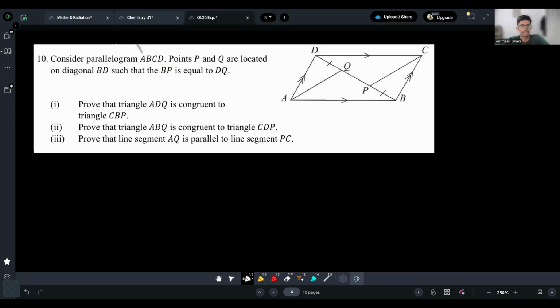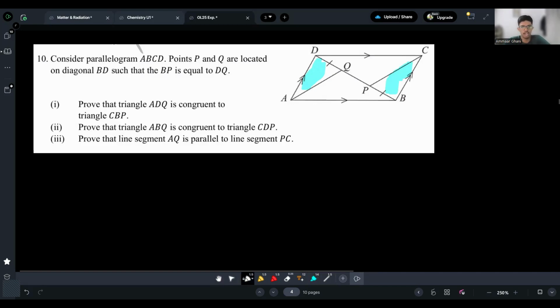Consider parallelogram ABCD. Points P and Q are located on the diagonal BD such that DP is equal to DQ. So all the data in this question is marked in this diagram, so we don't have anything to mark. Prove the triangle ADQ, let me mark that. We are asking triangle ADQ, that means this triangle is congruent to triangle CDP. Okay, so they want us to show that these two triangles are congruent.